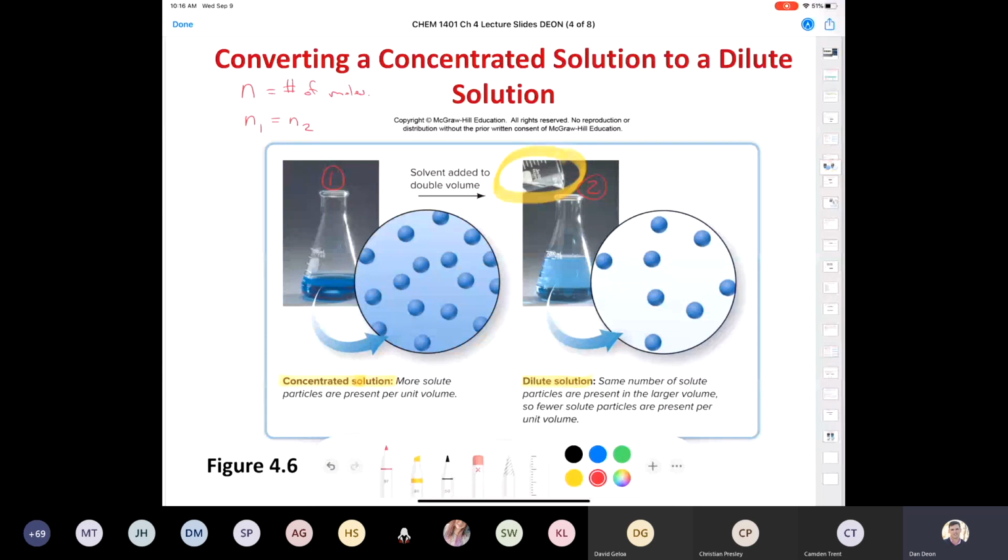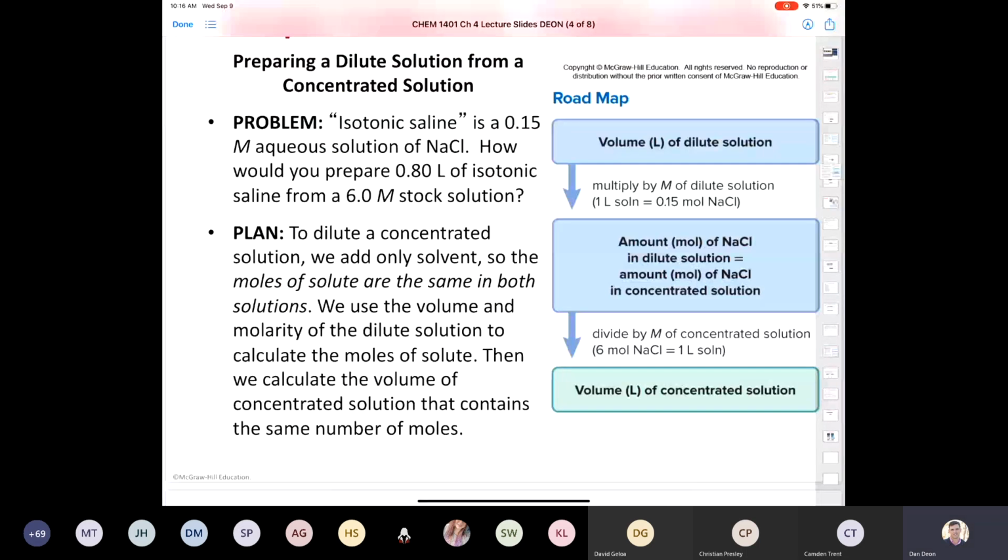Okay. So if you understand that, you're going to love my next formula. Because remember that I told you that the number of moles is equal to the molarity, the concentration, multiplied by volume. Oh, you wait until we tie this all together. You're going to just jump up for joy. Okay. It says here, preparing a dilute solution from a concentrated solution.